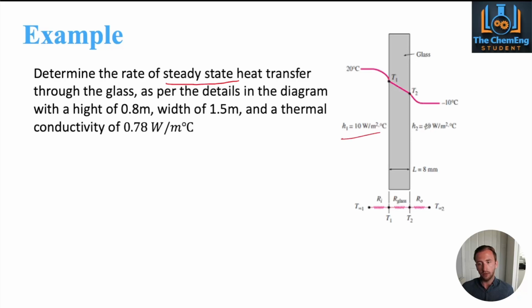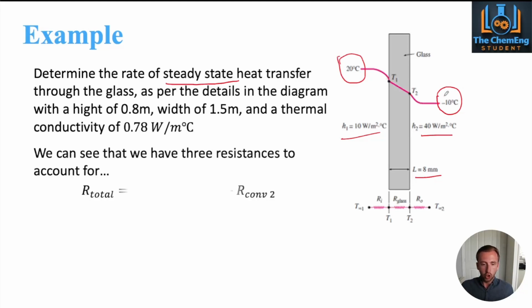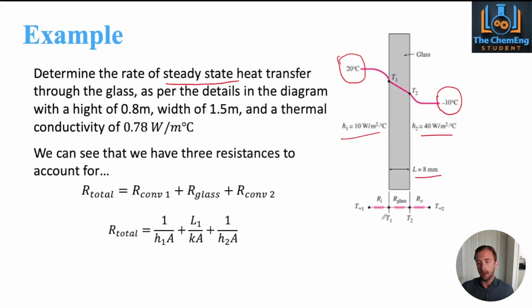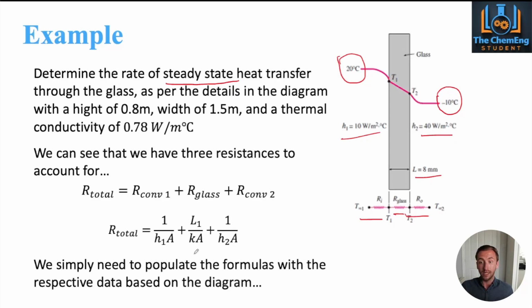Now we have our H values, H1 and H2, we have our thickness, we have our starting temperature, which is 20 degrees, and our final temperature, which is minus 10 degrees. So what we can say is the total resistance of the system is going to be the first convection plus the conduction resistance of the glass, and then the second convection, which is on the right hand side of the glass pane.